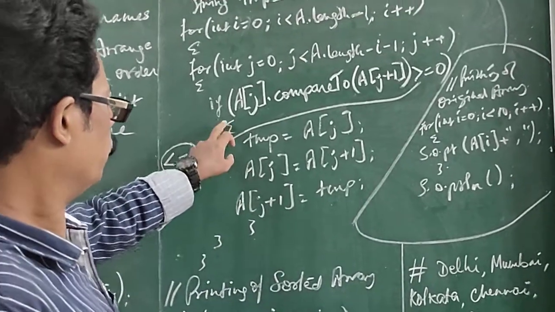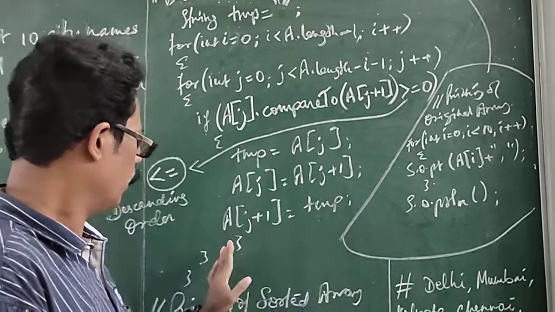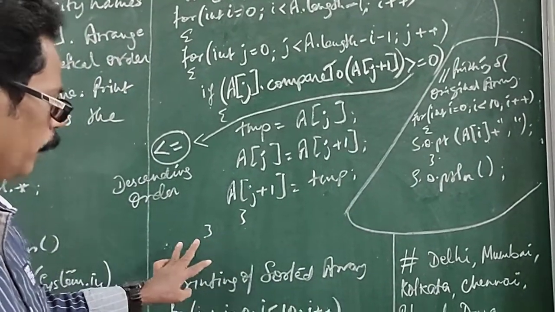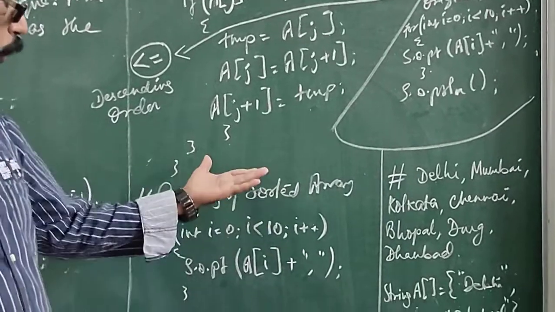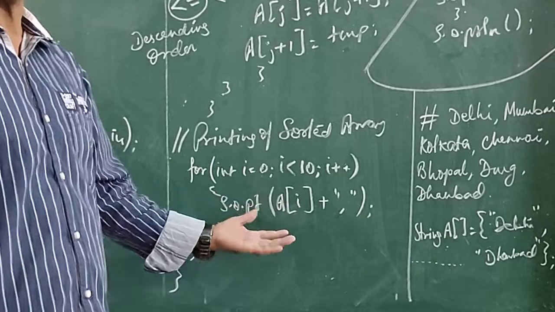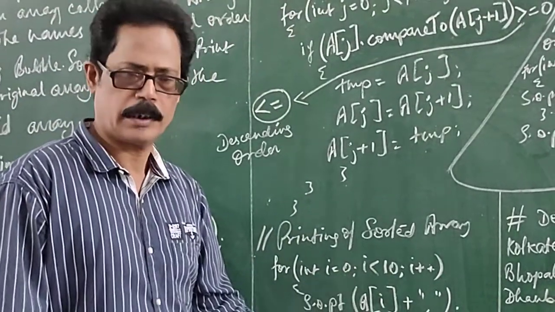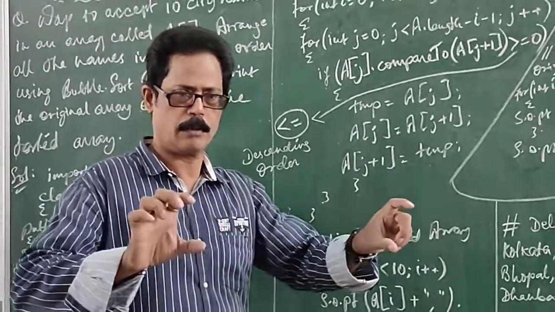Then, if the condition is true, t equal to a[j], a[j] equal to a[j+1], a[j+1] equal to t. Close, and of course we have the printing of the sorted array. So this is how you print the sorted array. Once it is sorted, it is arranged in ascending, alphabetical order, and the array will appear in this format, that is, in a horizontal view.